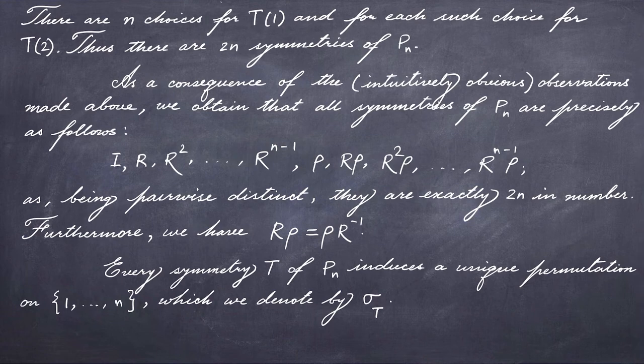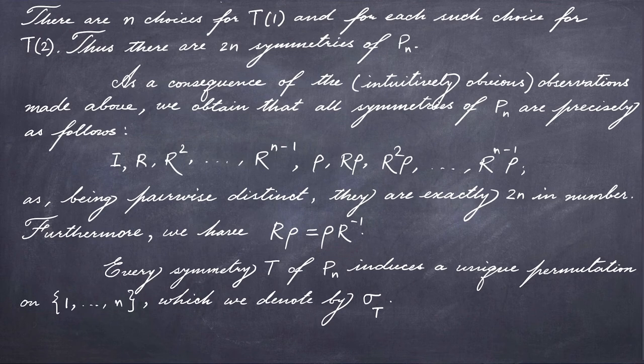And furthermore, we have already observed that r rho is going to be rho r inverse. So thus r and rho do not commute. They do not commute, but it's not too bad. If we want to change the order of r and rho, then once we change the order, r will automatically be replaced by its inverse. So that's what happens here. I hope I made the point clear that r and rho do not commute. However, the situation is not too bad. Once we flip their order, then r has to be replaced by r inverse.